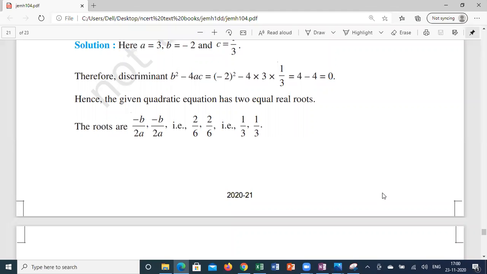The discriminant value is b square minus 4ac. If it is a perfect square, the roots are rational. If the discriminant is 0, then you can say the roots are equal. So like this, we have different topics related to the nature of the roots. Any doubts, guys? Please let me know.